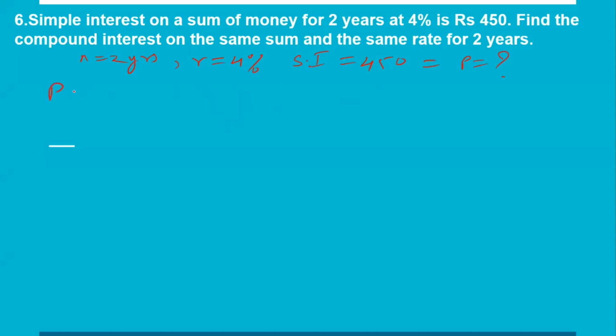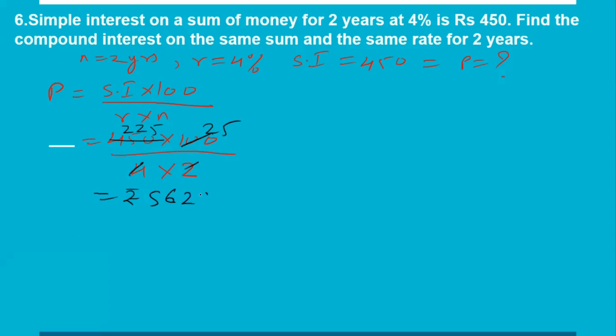So using the simple interest formula, principal is equal to simple interest into 100 upon r into n. So simple interest was 450 into 100 upon the rate was 4 into n is 2. Let us simplify this. 4 ones are 4, 25s are 100, 2 ones are 2, and 225. 225 into 25, we get rupees 5,625 as the principal.